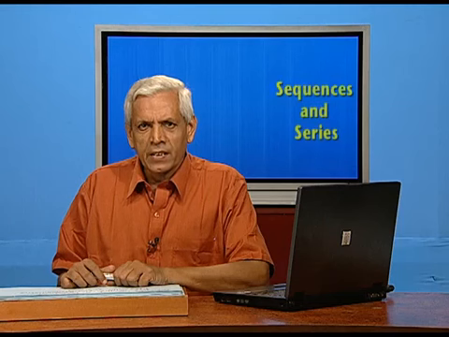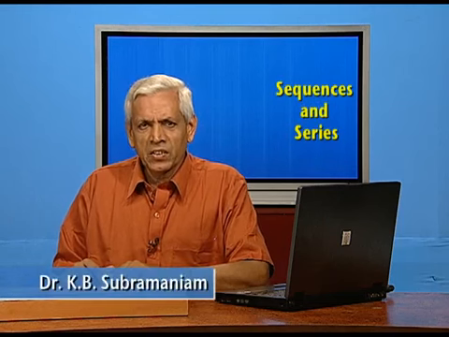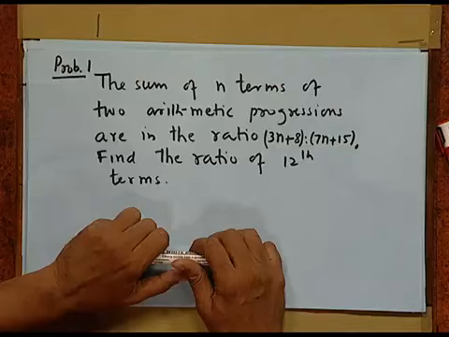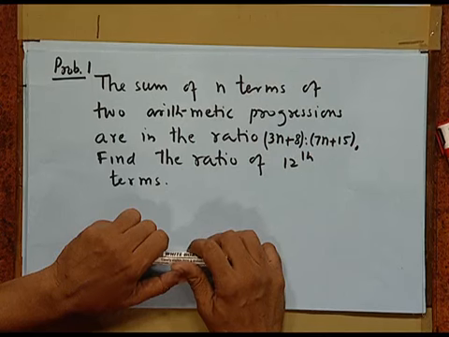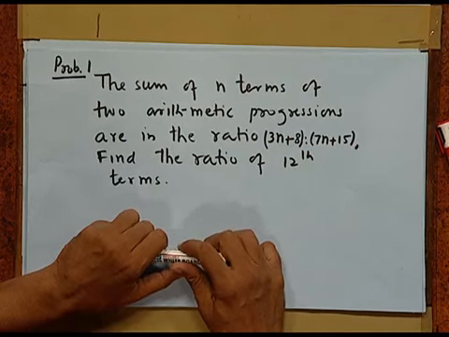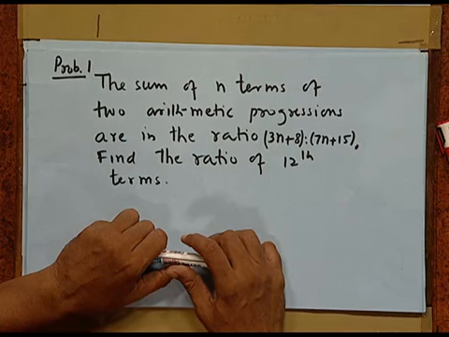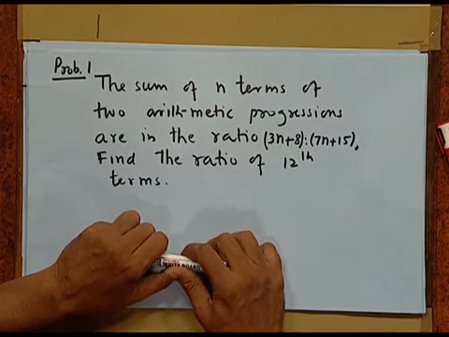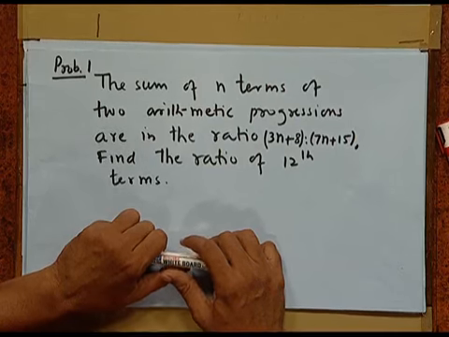Hello students, in our last episode we worked out many problems involving summation of AP. Today we will discuss some typical problems which are not direct to solve. Let us take one problem. The sum of n terms of two arithmetic progressions are in the ratio of 3n plus 8 is to 7n plus 15. Find the ratio of 12th terms.